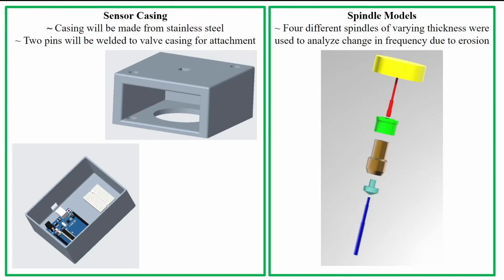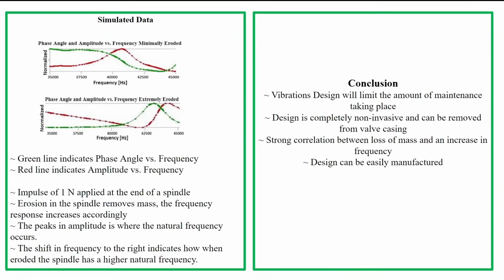For the spindle models, there will be 4 different spindles of varying thicknesses that we'll use to analyze the change in frequency due to erosion. The top graph represents a minimally eroded spindle, and the second image represents an extremely eroded spindle. The graphs have 2 lines: one measuring the amplitude at a given frequency in red, and the other is the phase angle at a certain frequency in green.